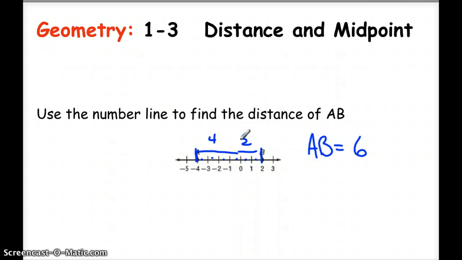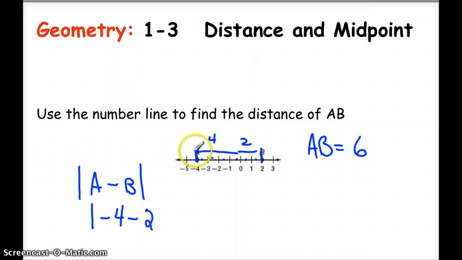Or you can use the distance formula, which is the absolute value of the point, maybe A, and then subtract to B. So in this situation, I would take |-4 minus -2|, and these lines mean absolute value. So -4 minus -2 is -6. And absolute value means you're going to take the positive of it, and so that would be +6. So there are a number of ways to find the distance on a number line.